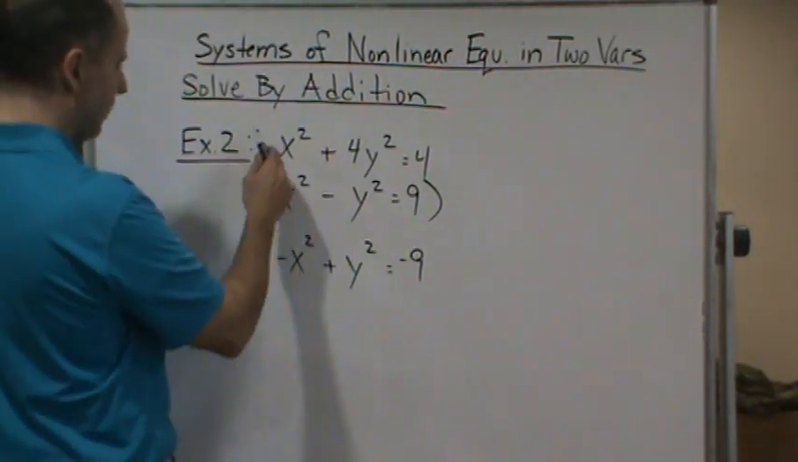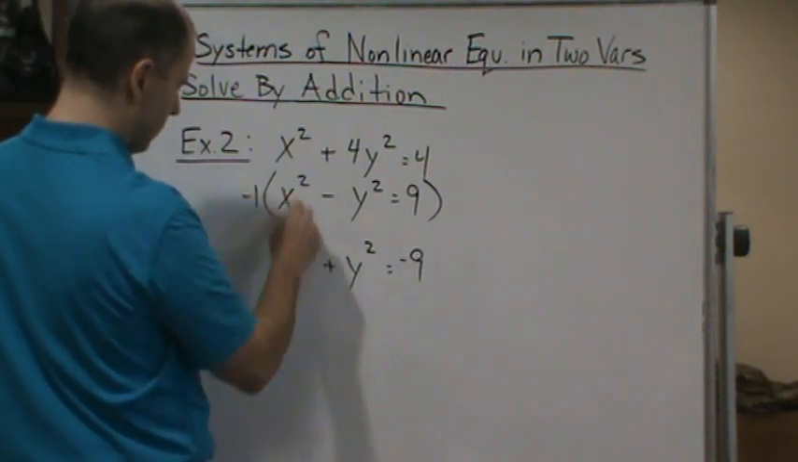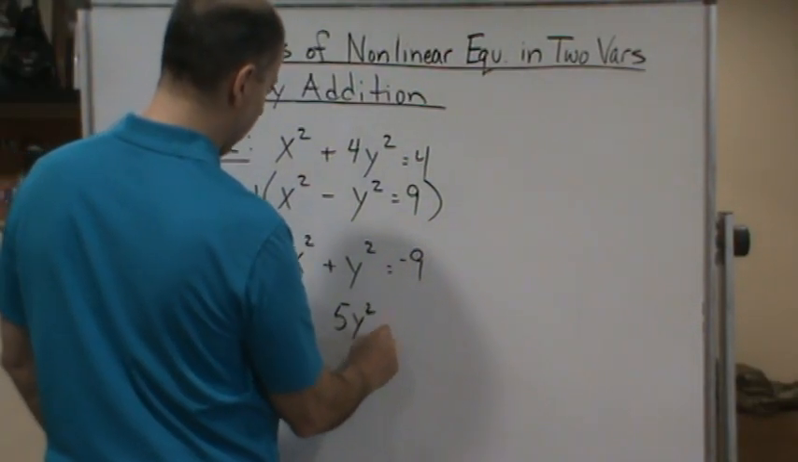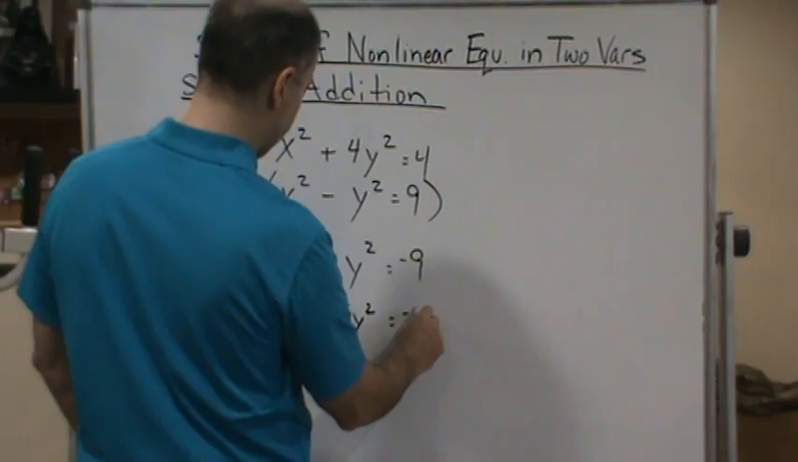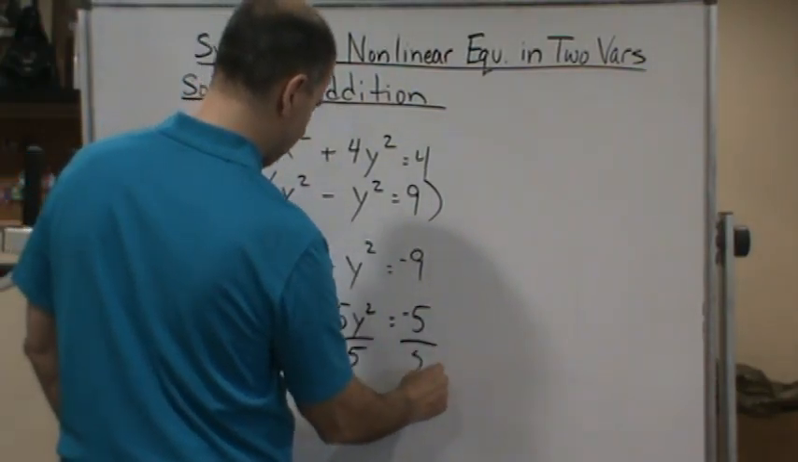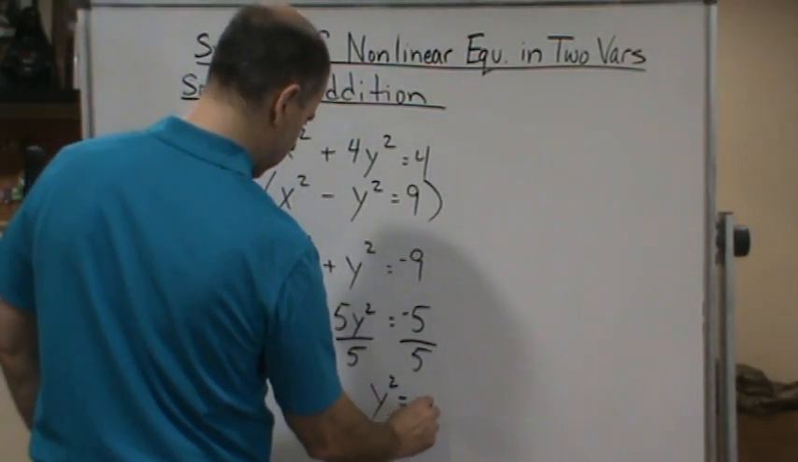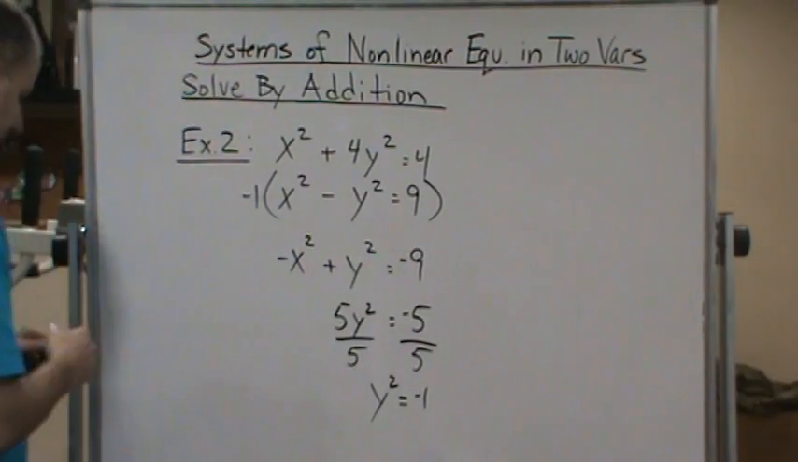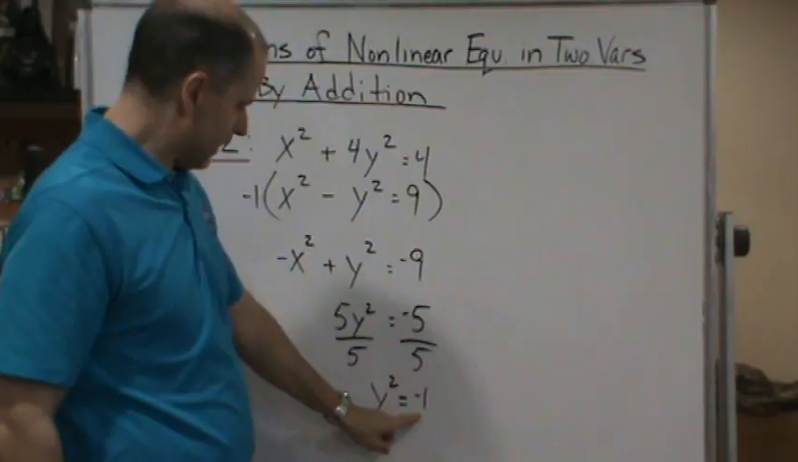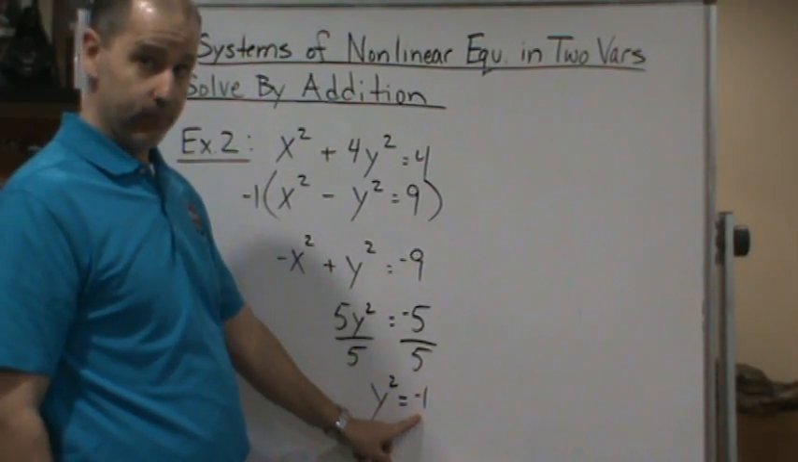So now if we add the first equation and this one, the x's are going to drop out. We get 5y squared is equal to -5. And then we divide both sides by 5, and we get y squared equals -1. Okay, now notice what happens here. As soon as I see the -1, I have a problem, okay?